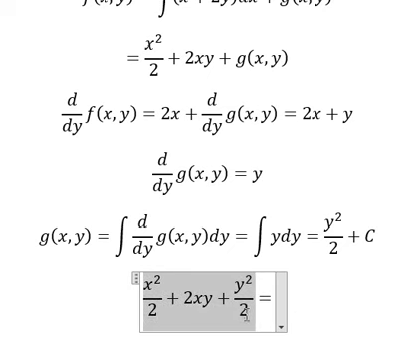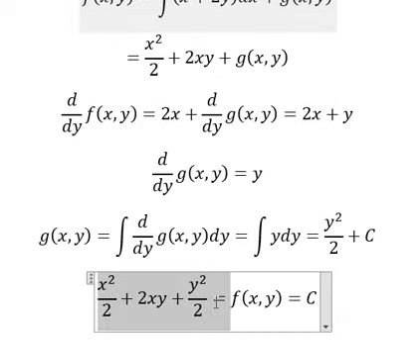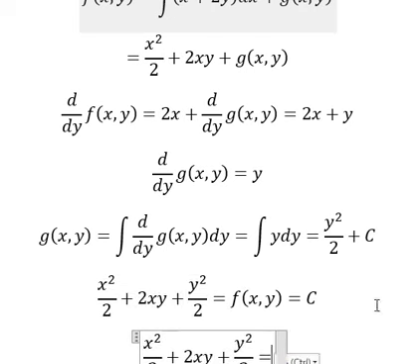And we know that this one equals to f(x,y). f(x,y) equals to 6. And now we can simplify like this.